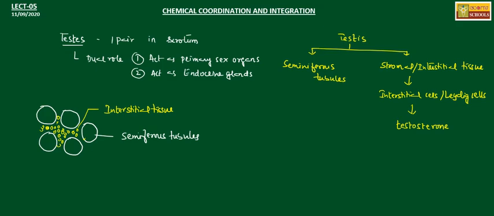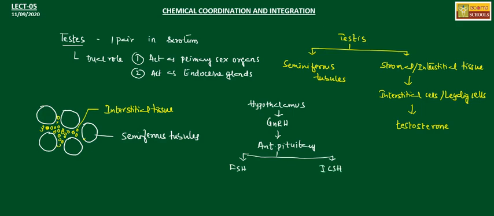So here, we know the hypothalamus produces GnRH, gonadotropin releasing hormone. The GnRH stimulates the anterior pituitary gland. The anterior pituitary gland, in response to GnRH, produces and releases two hormones, that is FSH and ICSH. This ICSH is also called, of course, LH. I told you that LH in males is called ICSH, interstitial cell stimulating hormone, right? And FSH is follicle stimulating hormone.